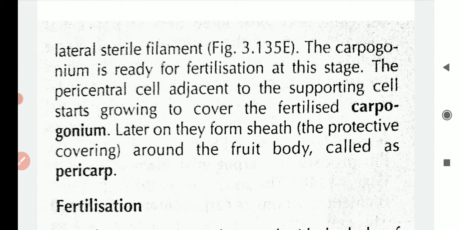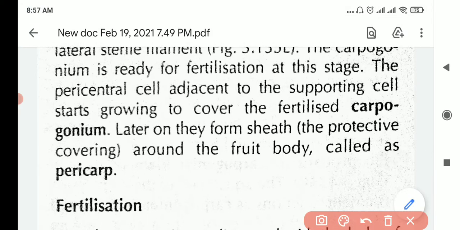Then the pericentral cell adjacent to the supporting cell will start growing over to cover the fertilized carpogonium. Because the embryo needs proper protection from the elements, from the environment. So it will grow a cover, or a sheet. Just like in humans, you have that placental wall lining, it's the same. So it will form a sheet around the fruiting body, and that sheet we call the pericarp.